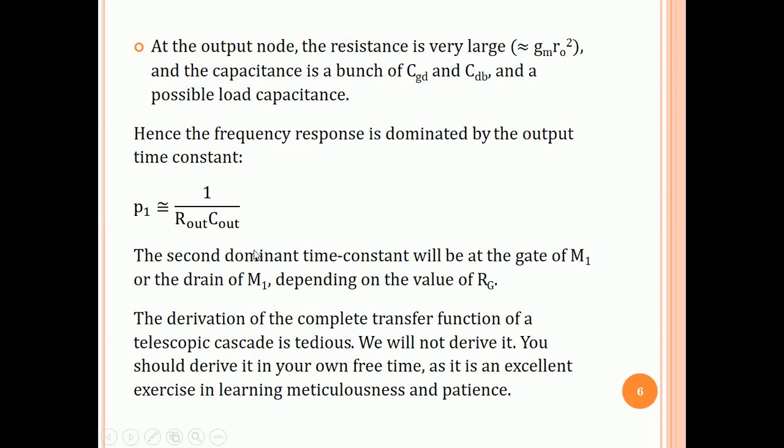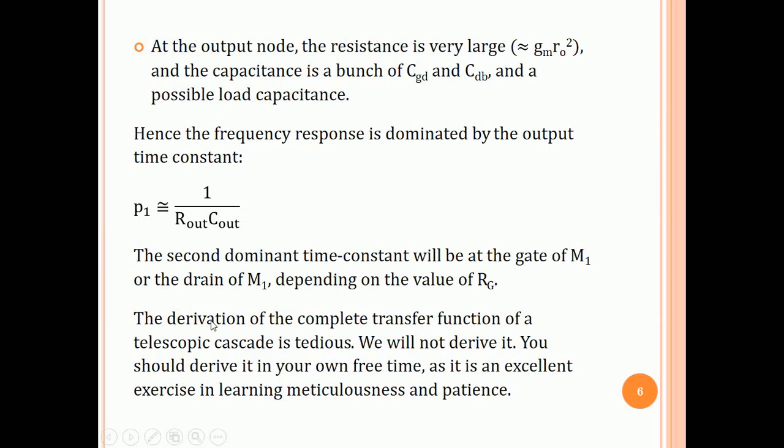The second dominant time constant will be either at the gate of M1 or at the drain of M1, and that depends on the value of RG. It is difficult to make a generalized statement about which time constant will dominate. Alright, so generally to find the minus 3 dB frequency of a cascode, one just looks at the output node. In fact, this is what you had done for the third assignment.